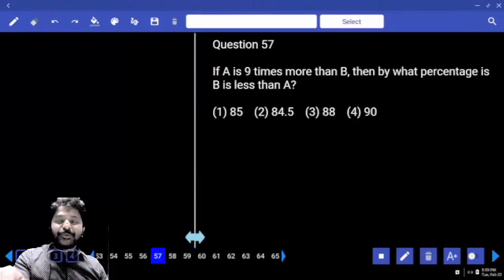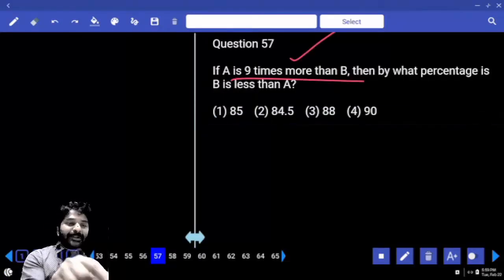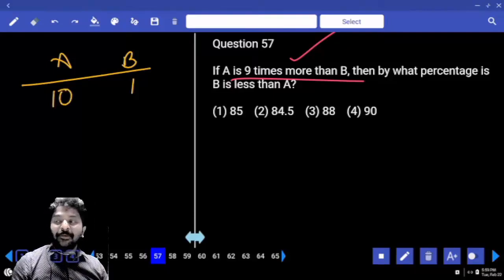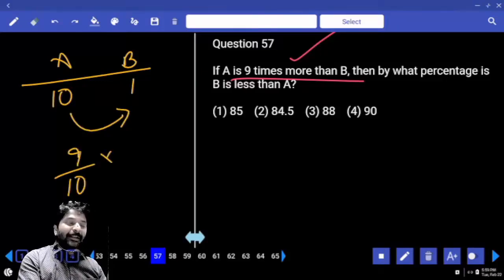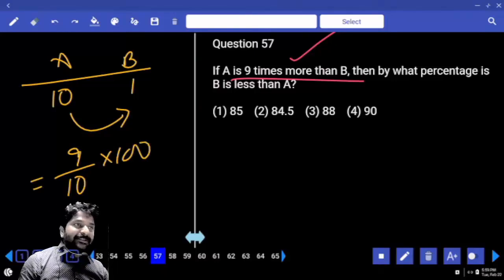A is 9 times more than B. This is very important: more. If B is equal to 1, A becomes 9 more than 1. That means A is equal to 10. Then by what percentage is B less than A? B is how much less than A? 9, with respect to 10. Percentage, into 100. So what percentage is it? 90%. Fourth option.